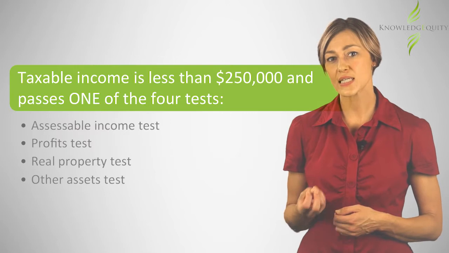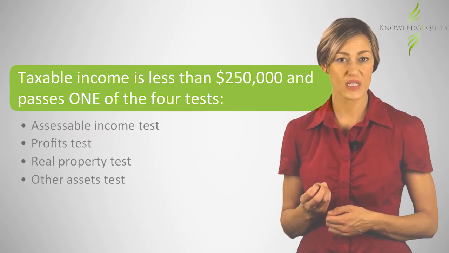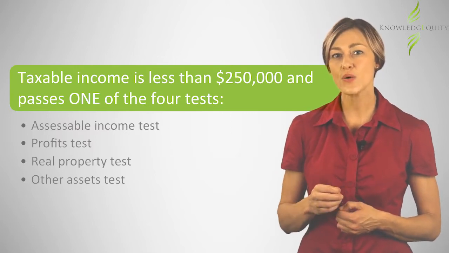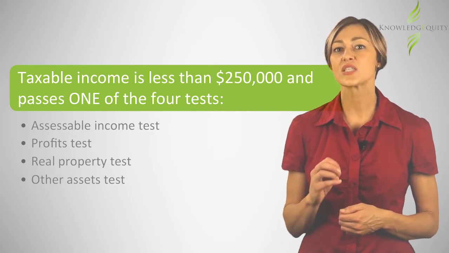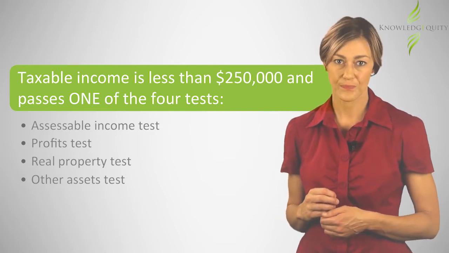If Sally's adjusted taxable income is less than $250,000 and she passes any one of the 4 tests, then she does not have to defer her losses. Sally's adjusted taxable income exceeds $250,000 and therefore she cannot rely upon any of the 4 tests and cannot deduct the trading losses from her eBay business from her net partnership income.